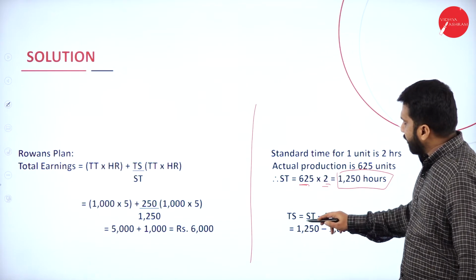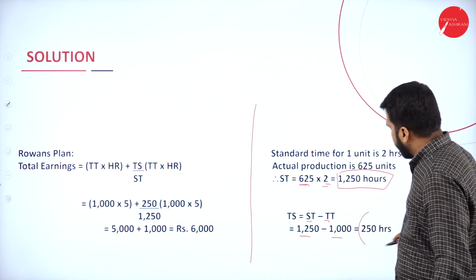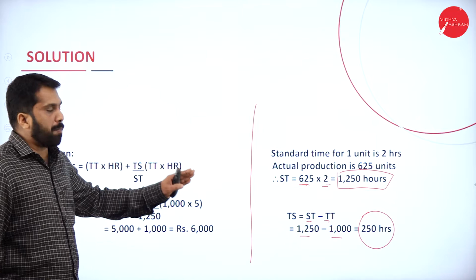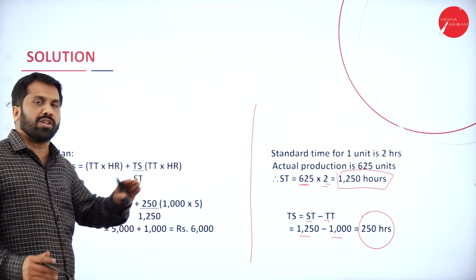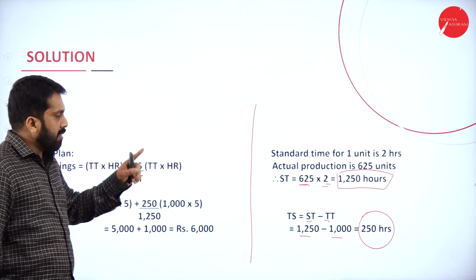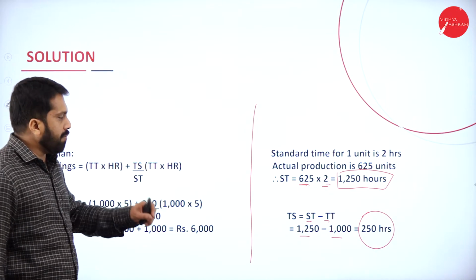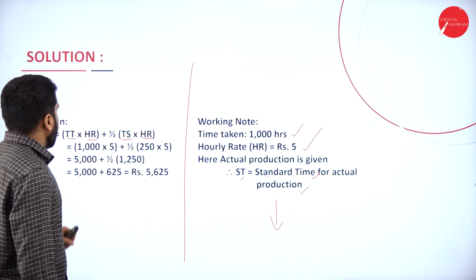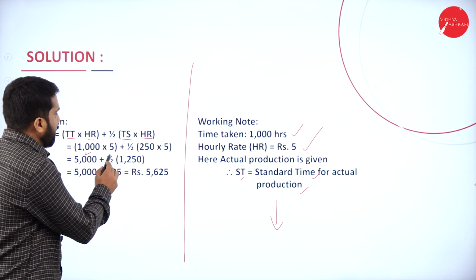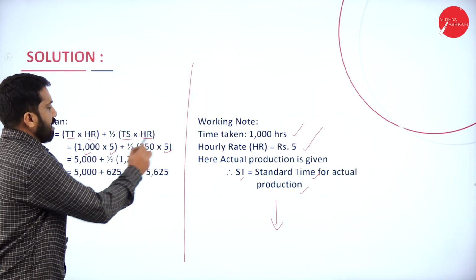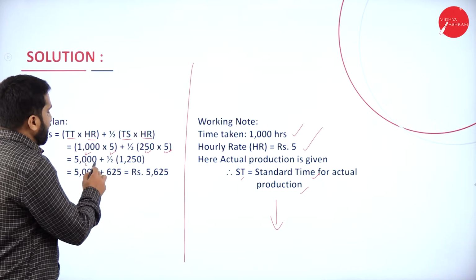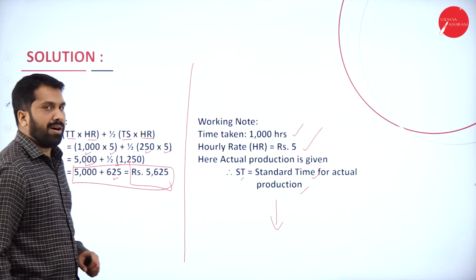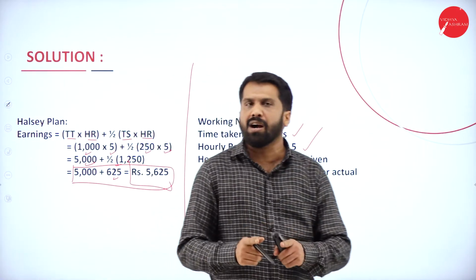So standard time minus time taken, you will get 250 as time saved. See, this is the proper way of presentation. I just wrote that to make you understand. This is a proper way of showing how you got the time saved 250. Now, I'll go back. Time taken 1000, hourly rate is 5. Time saved 250, hourly rate is 5. Now, 5000, half of this 625, your final answer is 5625. Any doubt? No doubt.